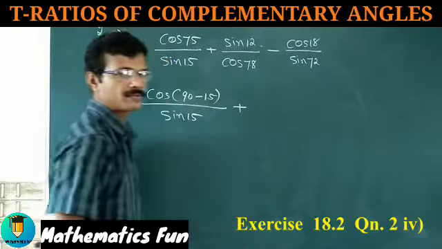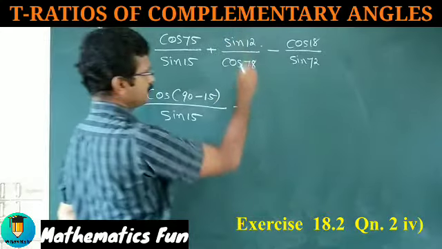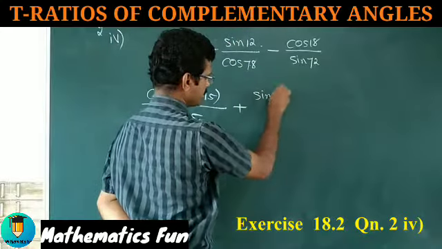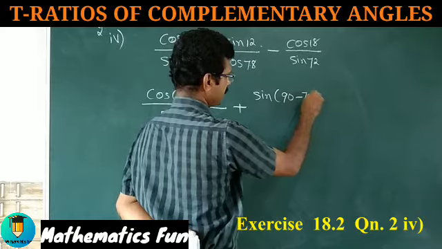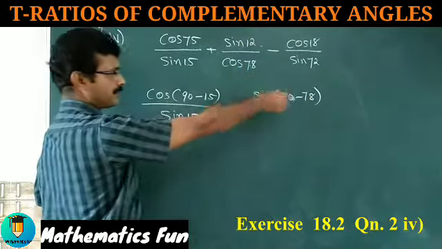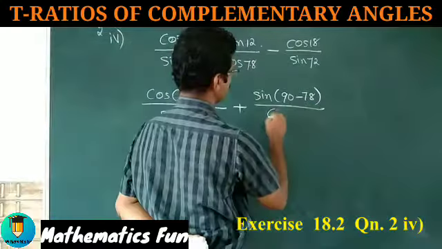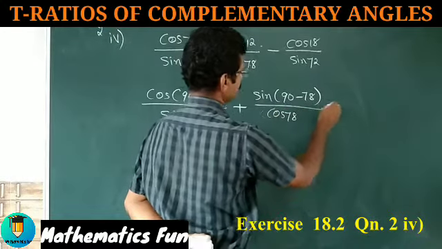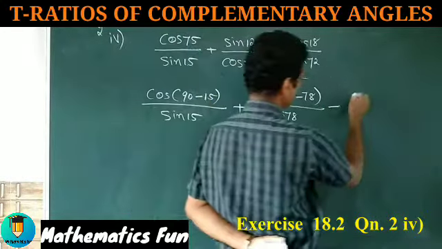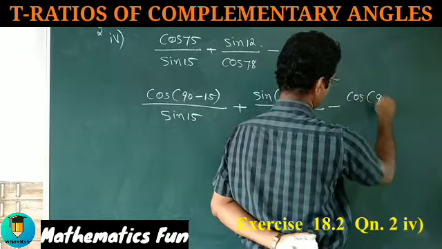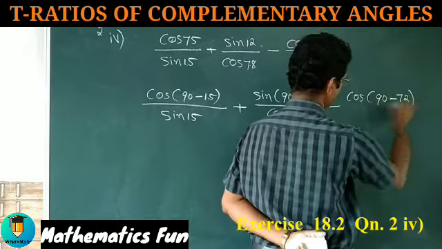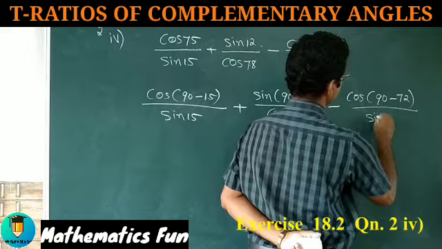Here also I am changing the numerator. You can change any part. This I can write as sin of 90 minus 78, because 90 minus 78 is only 12, divided by cos 78, minus, this one also I am changing, cos of 90 minus 72 divided by sin 72.